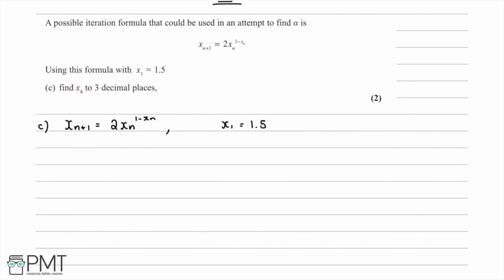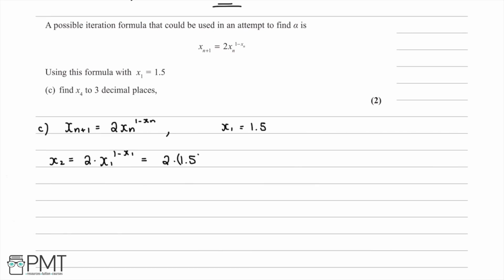And we begin by taking our formula, and we can work out that x2 is going to be equal to 2 multiplied by x1 to the power of 1 minus x1, which is equal to 2 multiplied by 1.5, and then that is to the power of 1 take away 1.5. So we put this into our calculator, and this comes out as a number with lots of decimal places, and it goes like this: 1.63299 and so on.